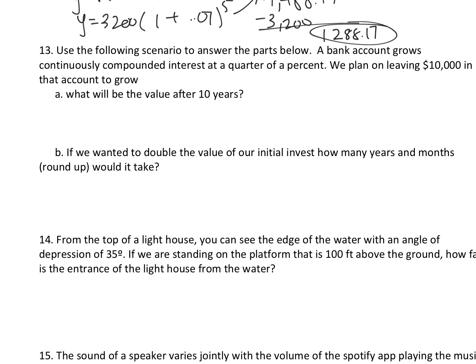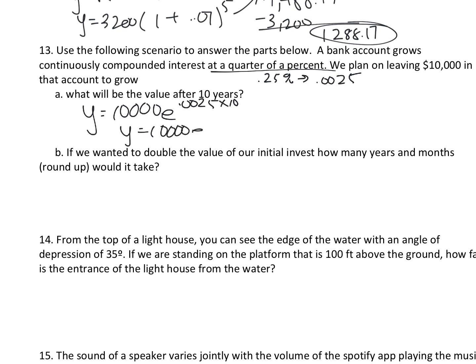Okay, using the following scenario, answer the parts. Bank grows continuously compound interest at 0.25%. So remember, 0.25% is actually not 25%, it's 0.25%. So when I actually use the rate, I go 0.0025. So we plan on leaving $10,000 in a bank account that will grow. So y equals 10,000 e to the 0.0025 times 10. So 10,000 e to the 0.025, which gets me $10,253.15. That feels a little bit more accurate to actual bank increase rates.